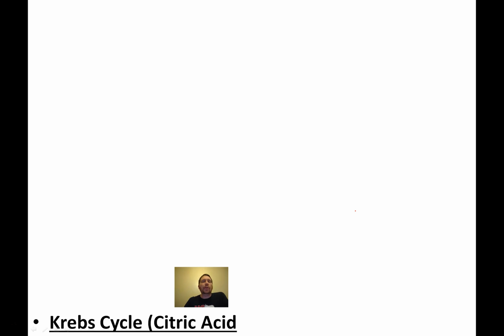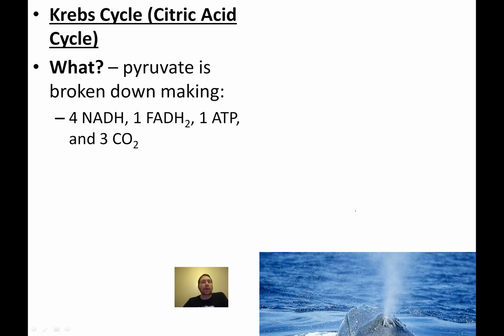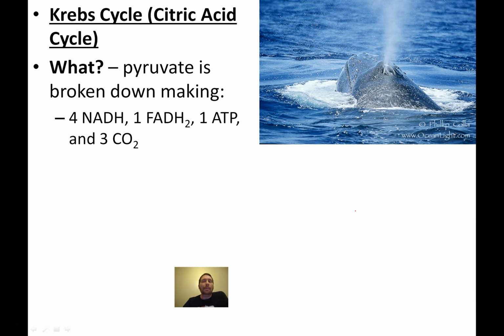The second step in cellular respiration is called the Krebs cycle, or sometimes called the citric acid cycle. About half of your biology teachers will call it the Krebs cycle. About half of your biology teachers will call it the citric acid cycle. They're both referring to the same thing. Now, what happens during the Krebs cycle is we're going to take that pyruvate we made in glycolysis and break it down. We're going to break that pyruvate apart, and as we do that, we're going to make some interesting things.